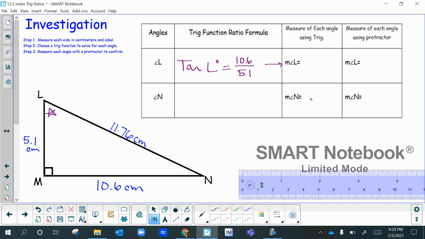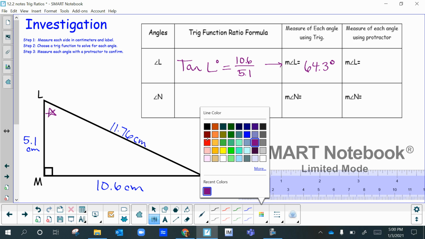So it turns it into a decimal. It's about 2.0784. Okay. And then I'm going to hit tangent inverse. So it's about 64.3 degrees. Okay, so 64.3 degrees. Now let's try it with the other angle.